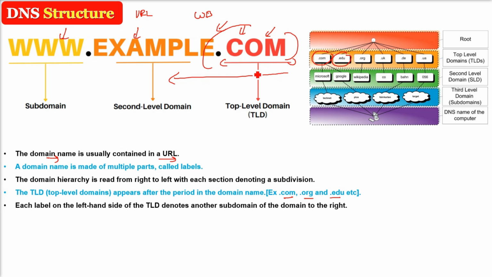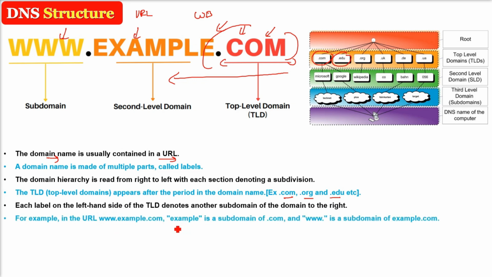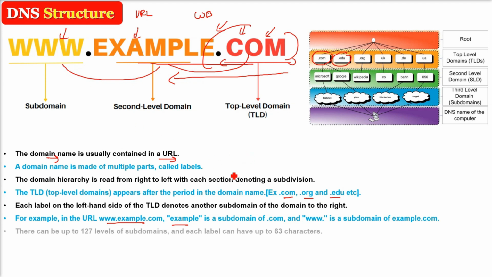its own server. So each label on the left hand side of the TLD, or top level domain, denotes another subdomain of the domain to the right. So everything on the left is actually a subdomain of the one on its right. For example, in www.example.com, example is the subdomain of .com, and www is the subdomain of example.com.